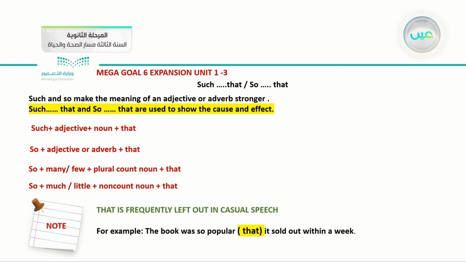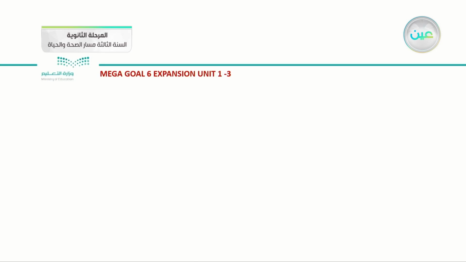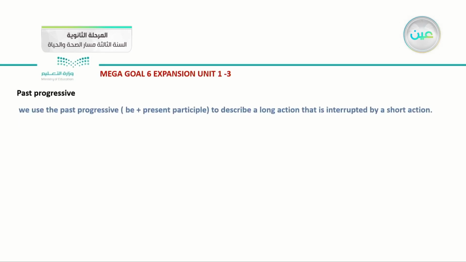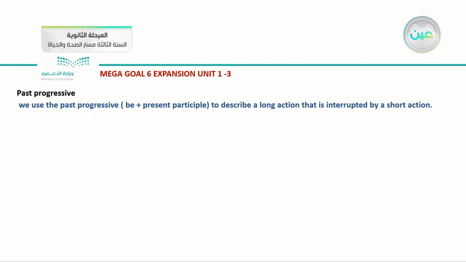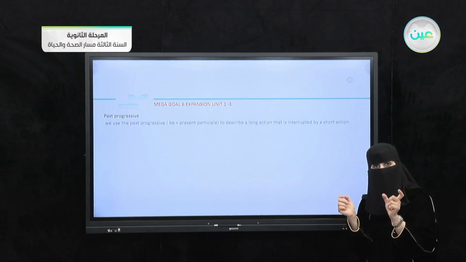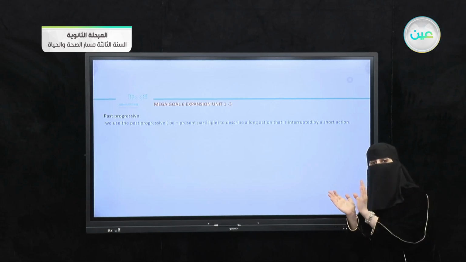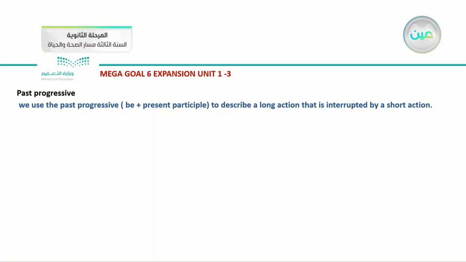Okay, now we will move to the second point of our objectives today. Past progressive. What do you think past progressive is and how can we use it? Okay, I want to note that the past progressive is absolutely different from the modals or the past modals that we mentioned already. For the past progressive, we use be and the present participle to describe a long action that is interrupted by a short action. So if we have a long action in our sentence and we want it interrupted by another action, we should apply the past progressive.